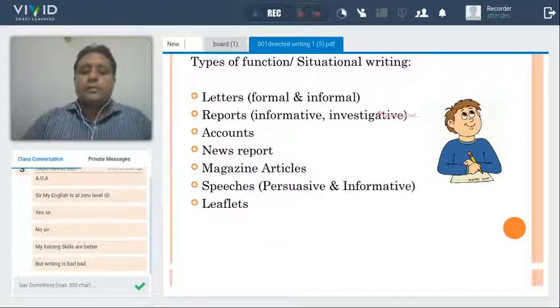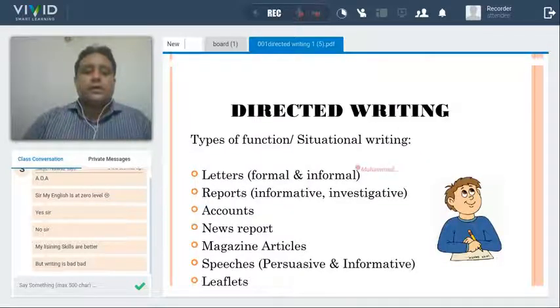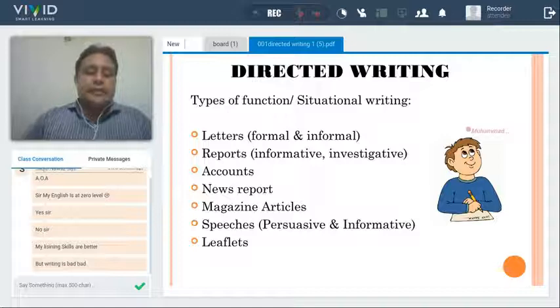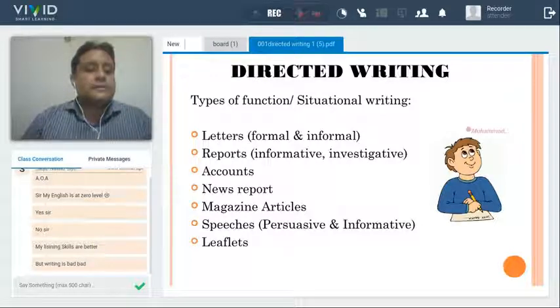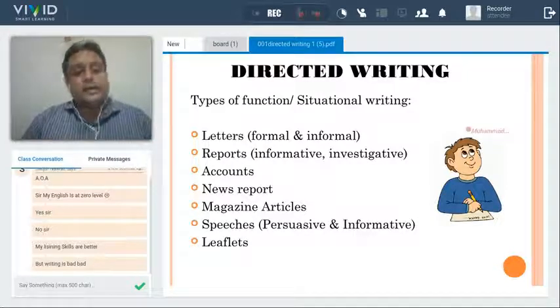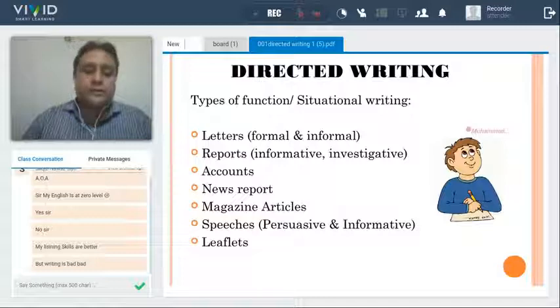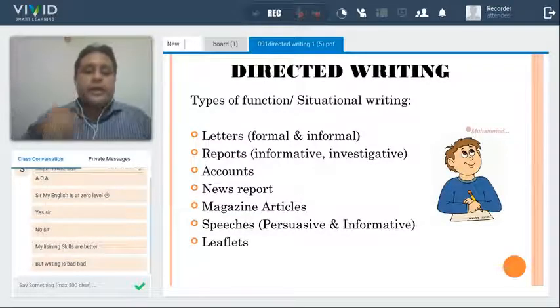Hold on, let me move on to full screen image. Yeah, that's better. Okay. So in directed writing, the types of functional writing we have are letters. We'll practice letters, both formal and informal. We'll see and learn reports, both informative and investigative.